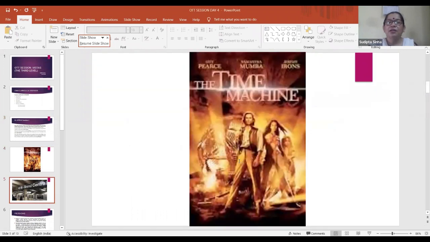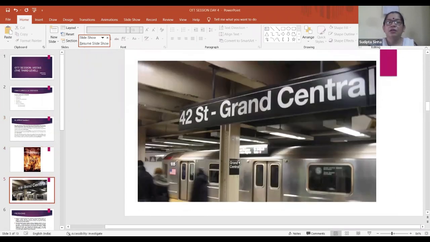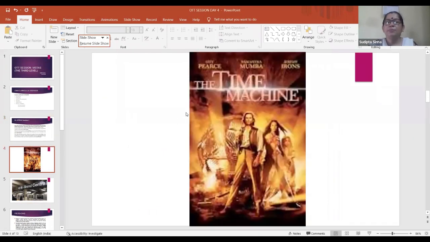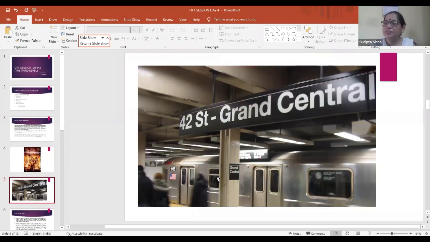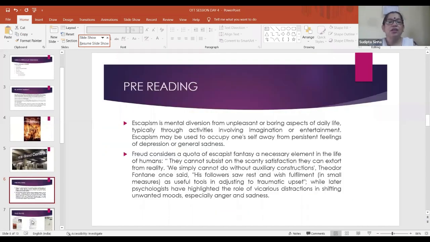And of course, the image, the time machine, the famous movie, and how it looked. 42 Grand Central, it actually exists, the New York railway station, and this is that pre-reading. Valli ma'am, will you read it for me today? Yeah, sure, ma'am. Thank you so much, sweetheart.